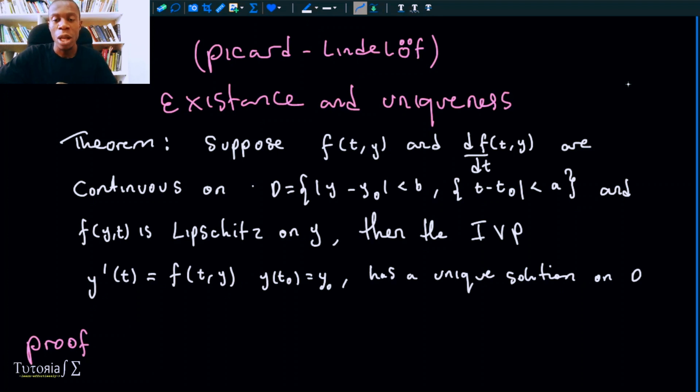So the theorem says, suppose we have a function f and its derivative that are continuous on a rectangle D. So this is a rectangle D with the vertical |y - y0| ≤ b, and the horizontal |t - t0| ≤ a. And if f is Lipschitz in y, that is, if f satisfies the Lipschitz condition, then the initial value problem y'(t) = f(t, y) with an initial condition has a unique solution on D, right?